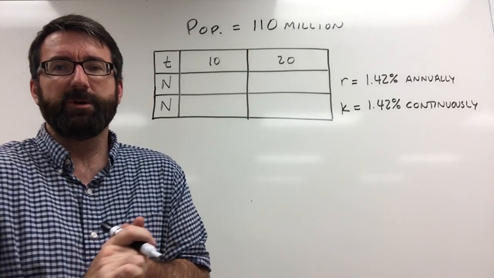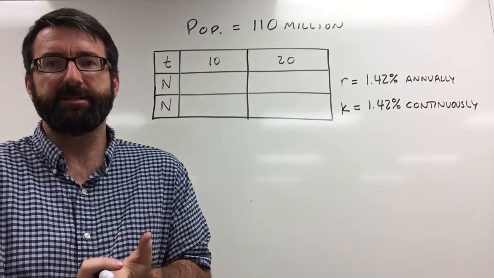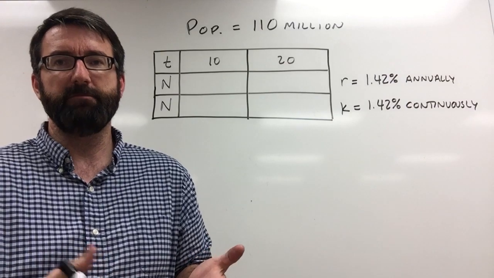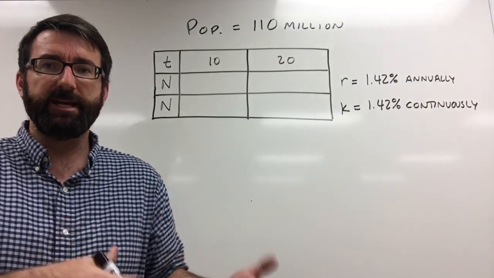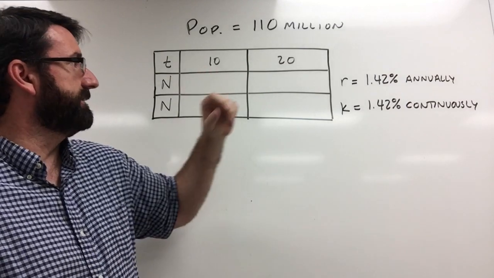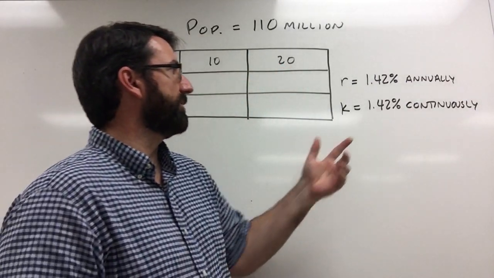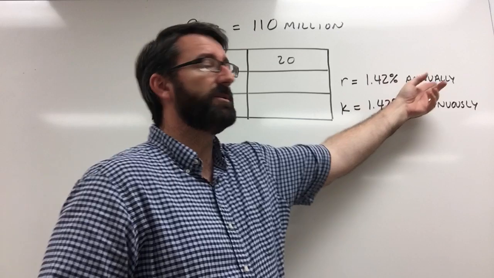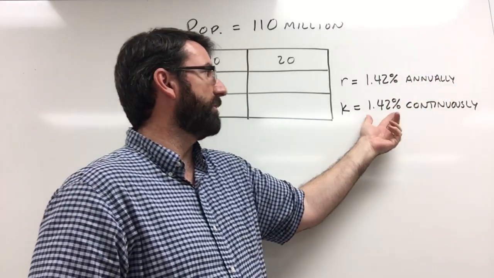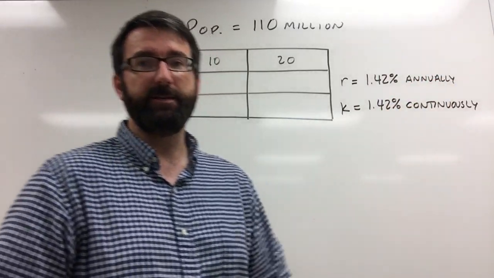All right, for this example, we're told that the population of Mexico is approximately 110 million. And we're asked to predict the population in 10 years and in 20 years if the growth rate is 1.42% annually and if the growth rate is 1.42% continuously.